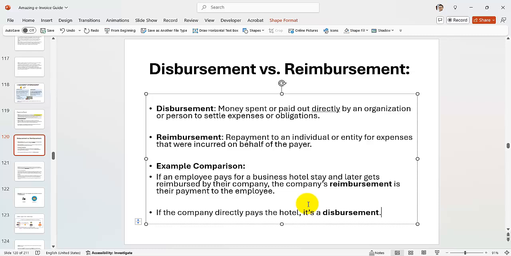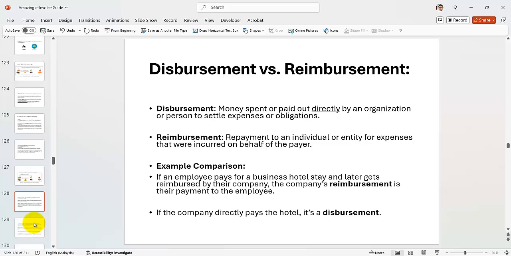Another example is when we, as a training provider, arrange training for a company to do team building, and the team building event is at Club Med. That costs some money, but we don't pay. What happens is that our clients pay directly to Club Med. So that is called disbursement. It's paid directly.